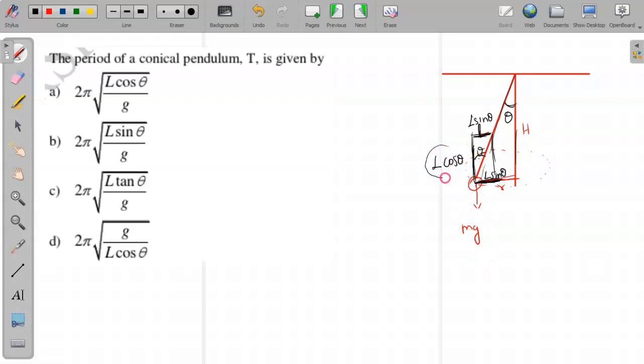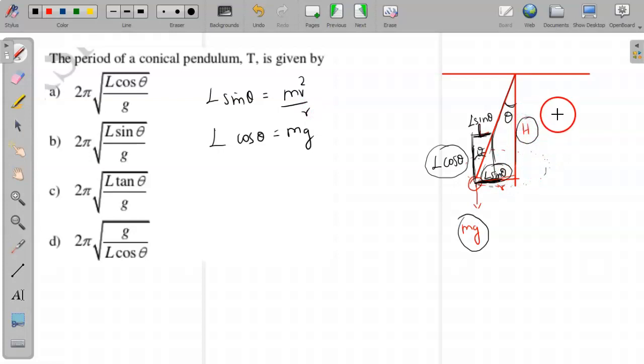Okay, now the vertical components are equal. L cos theta is equal to mg, and the horizontal component supplies centripetal force for the mass to move in a circular path. So L sin theta is equal to mv square by r. Here we need to deduce the formula for the height, so we can solve it.